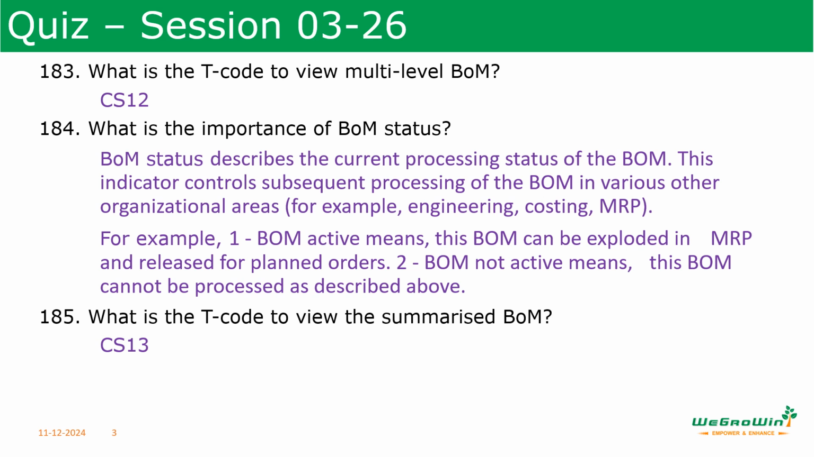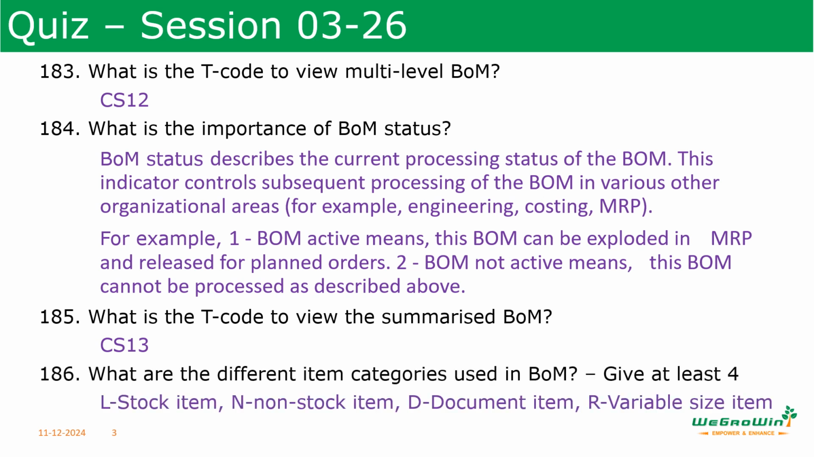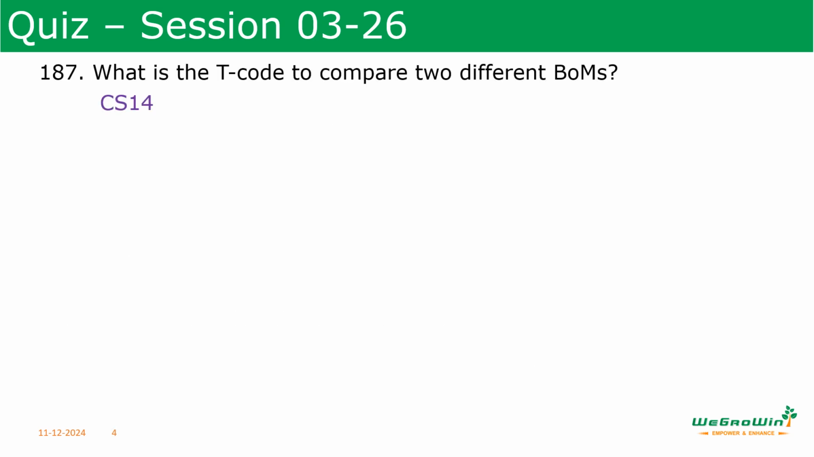What is the T code to view the summarized BOM? CS13. What are the different item categories used in bill of material? Give at least 4. Here I give only 4. Remaining you please explore. L stock item, N non-stock item, D document item, or variable size items. What is the T code to compare two different BOMs?